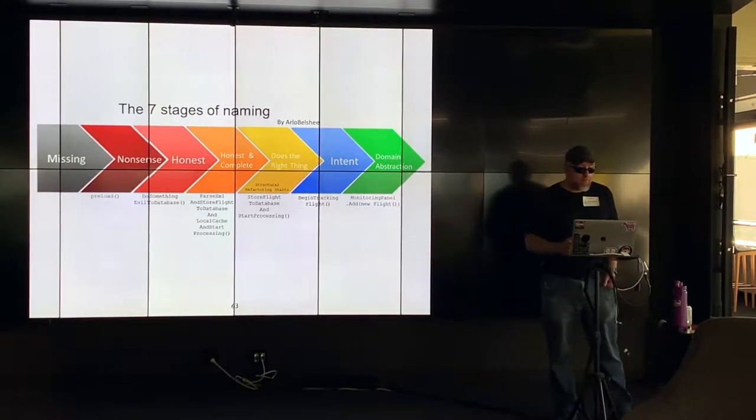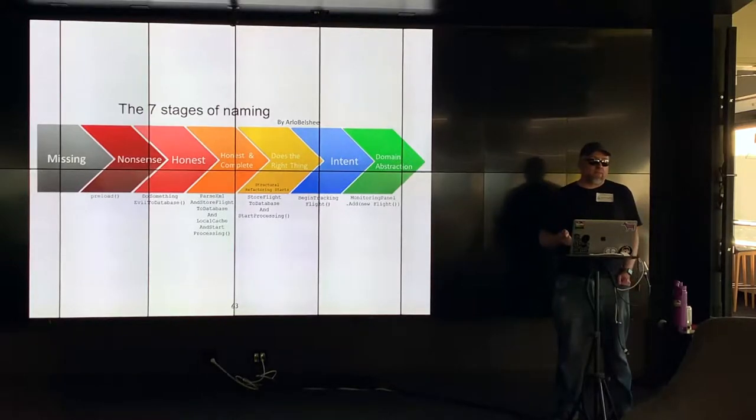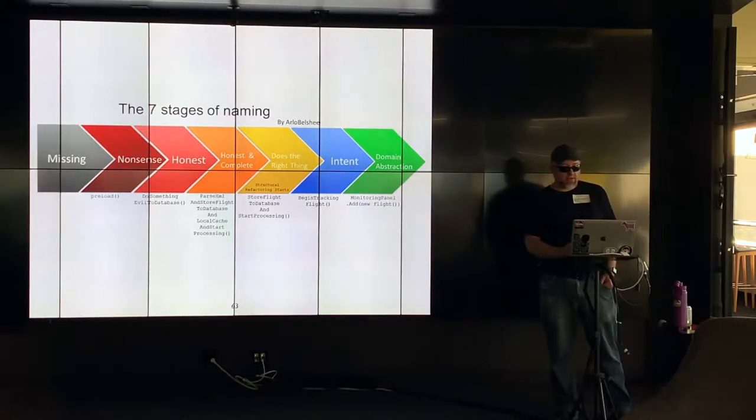The sixth stage of naming he calls intent, which is where your method names reveal what you intend to do. And the method name here is begin tracking flight. The seventh and final stage in Arlo's model is called domain abstraction, and the code snippet at the bottom reads monitoring panel dot add new flight, which reads out pretty well.